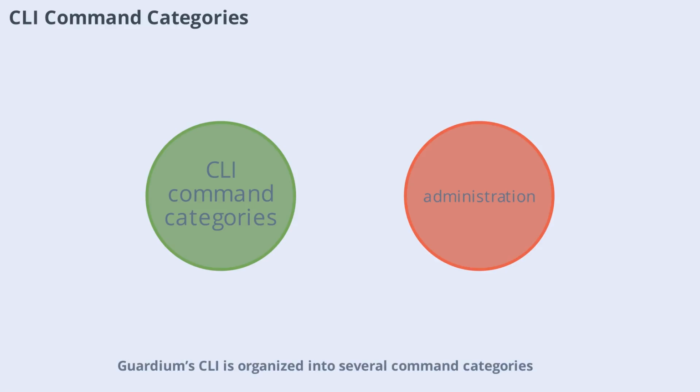Guardium's CLI is organized into several command categories, each serving a specific purpose. These include inspection engine commands, aggregator commands, investigation dashboard commands, alerter configuration, certificate management, network configuration, support, system diagnostic, user account and authentication, and file handling commands. Understanding these categories helps you quickly locate the command you need for any administrative task.